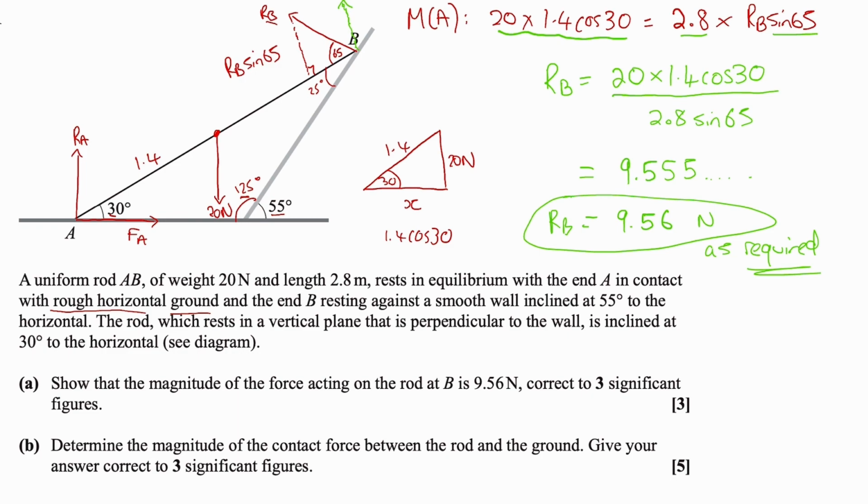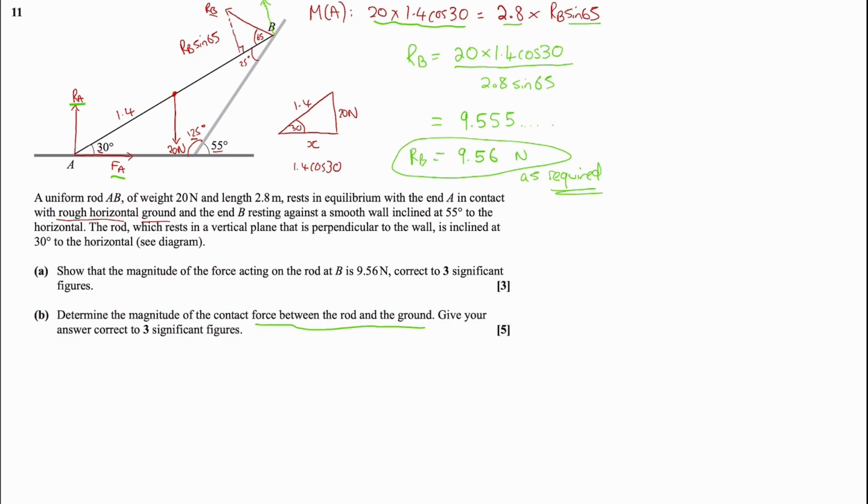Okay, brilliant. So part B: determine the magnitude of the contact force between the rod and the ground. Give your answer correct to three significant figures. So what we need to do here is find FA and RA. Again, hopefully your teacher has told you the other part of these questions is that you will need to resolve vertically and you'll need to resolve horizontally. So let's take a look at all my components. I can see this is okay, this is okay, this is okay. It's the reaction at B that's causing a bit of an issue.